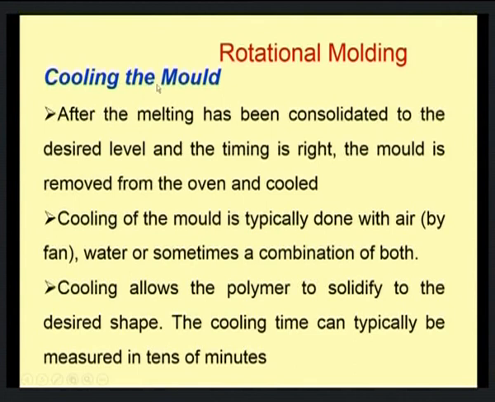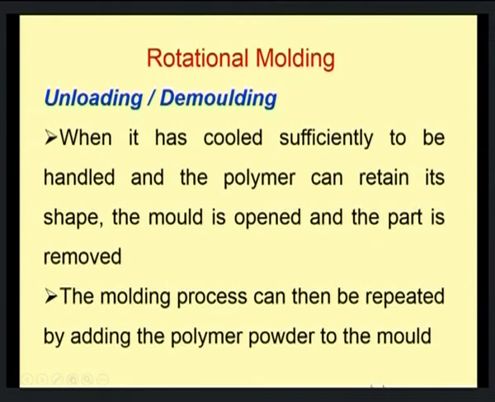The next step is cooling of the mold. After the melting has been consolidated to the desired level, the timing is right, that means optimum timing has to be calculated, the sufficient time that will ensure correct cooling of the mold. The mold is removed from the oven and cooled. Cooling of the mold is typically done with air, and cooling allows the polymer to solidify to take the desired shape. The last step is of course unloading or demolding. When it has cooled sufficiently, the polymer can retain its shape, and then the mold is opened and the part is removed.